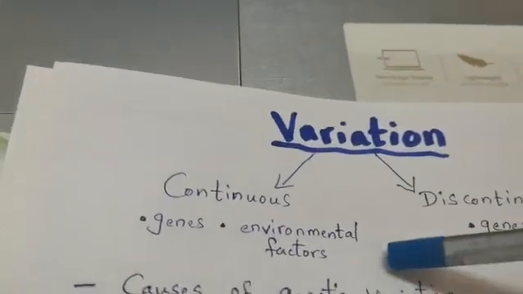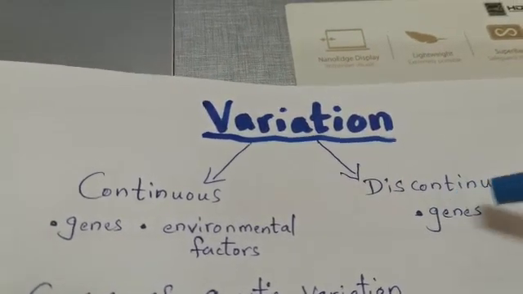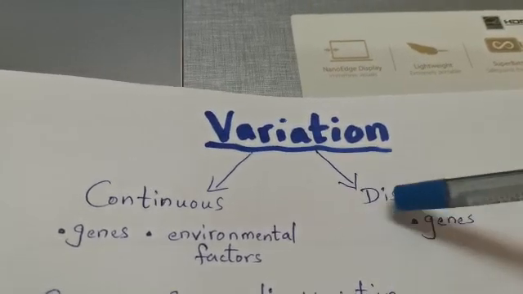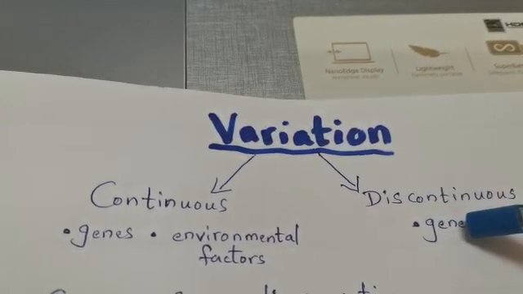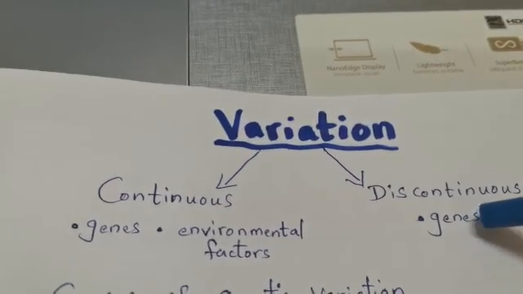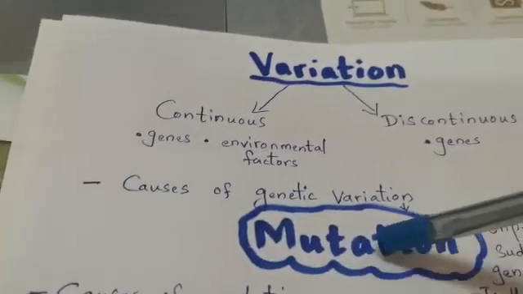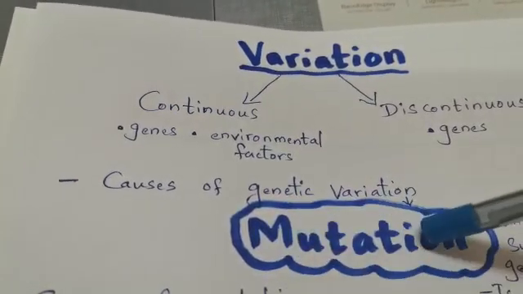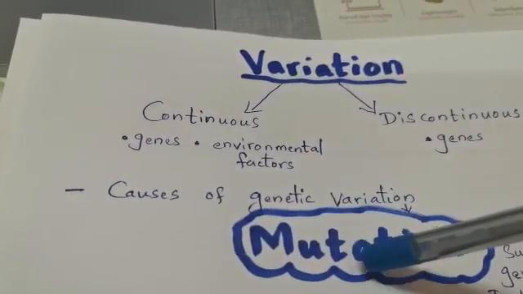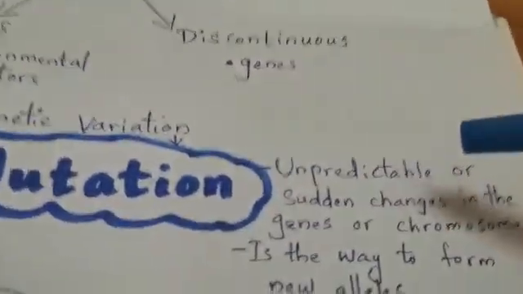See, causes of genetic variation. As we learned here, the differences in their genes. Something can make differences in the genes or in the chromosomes. That is the variation happening in the genetical variation. So for the causes of genetic variation, we are going to learn this word mutation. What is the genetic variation cause? Mutation. So what is the definition of mutation?